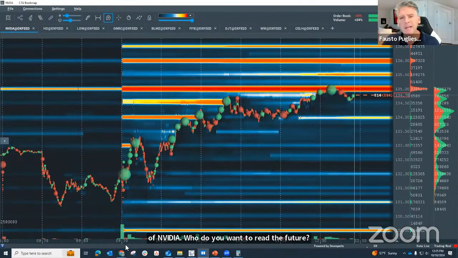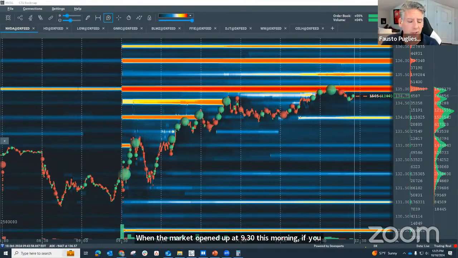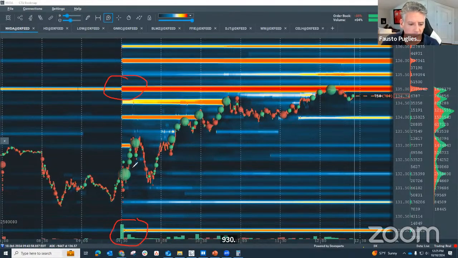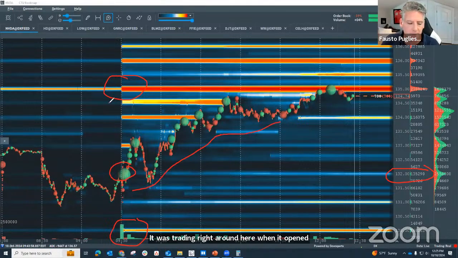When the market opened up at 9:30 this morning, if you look down here at the bottom, follow my little crayon here, fellow traders, 9:30. Program trading kicked in. It was trading right around here when it opened up, which is around 132. Stock started going up. This person was out there. That order is a 2.3 million share seller.